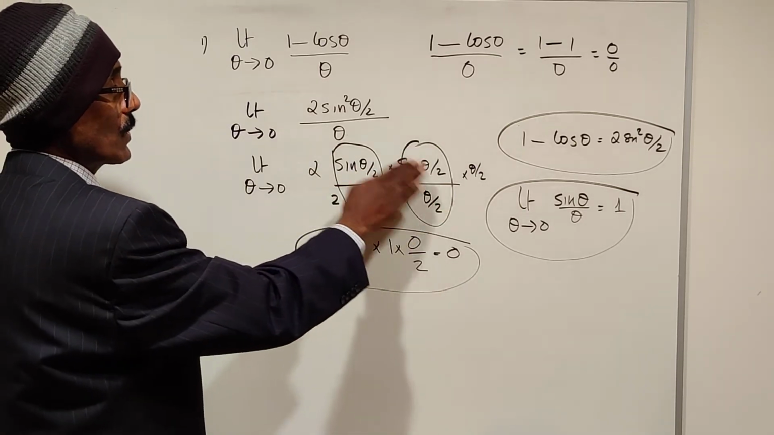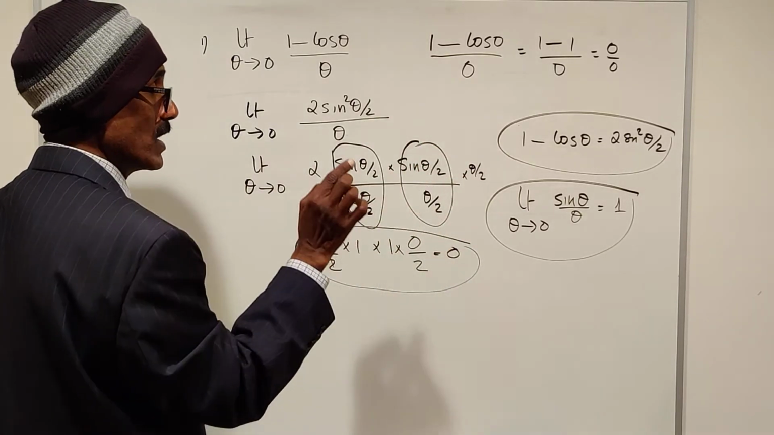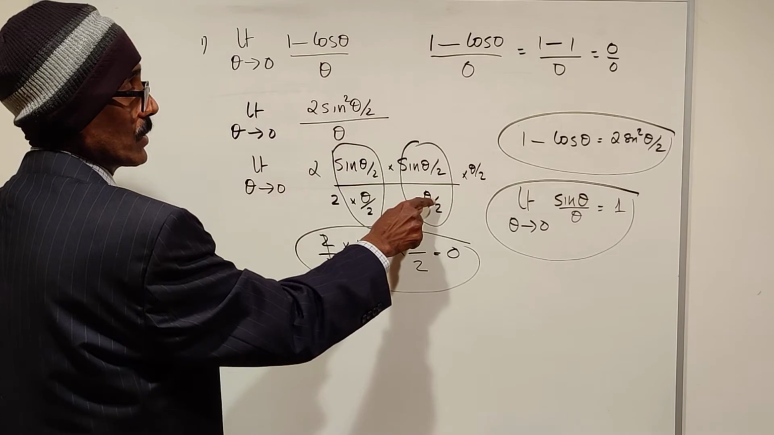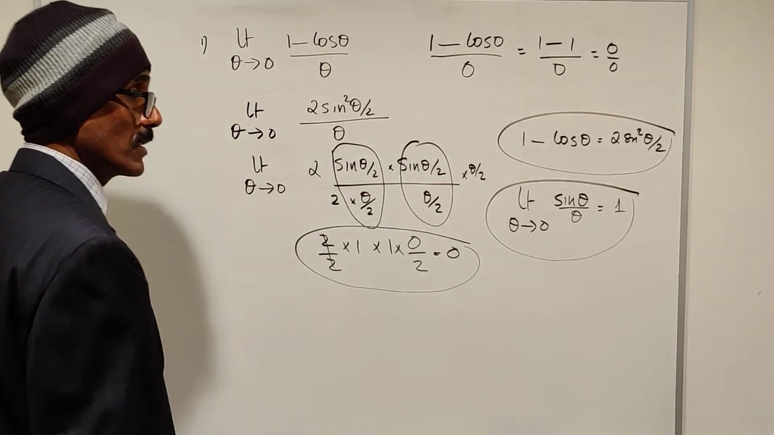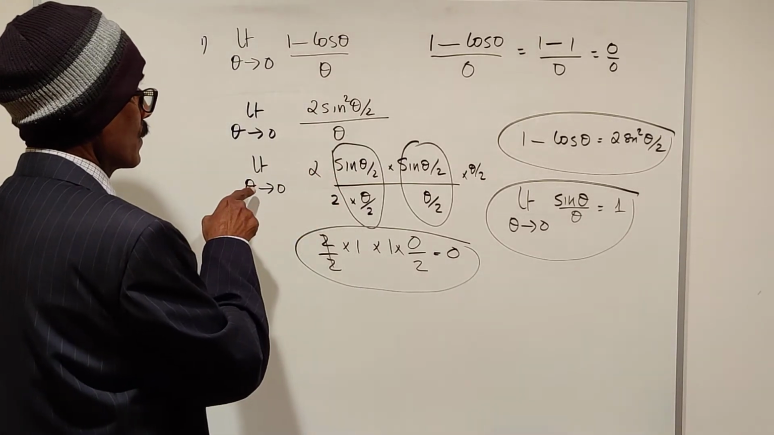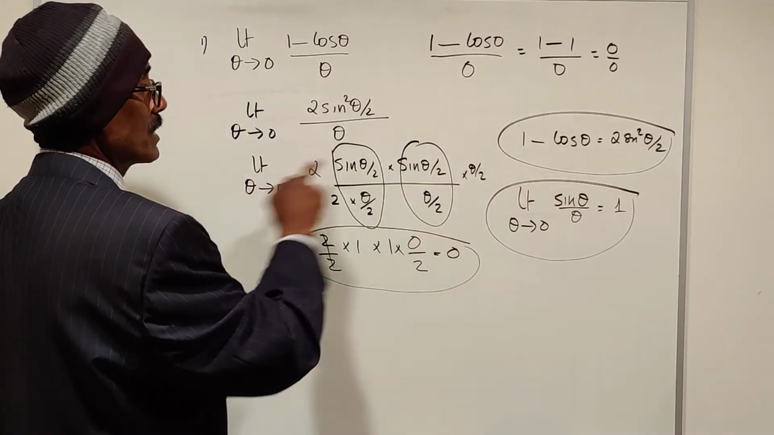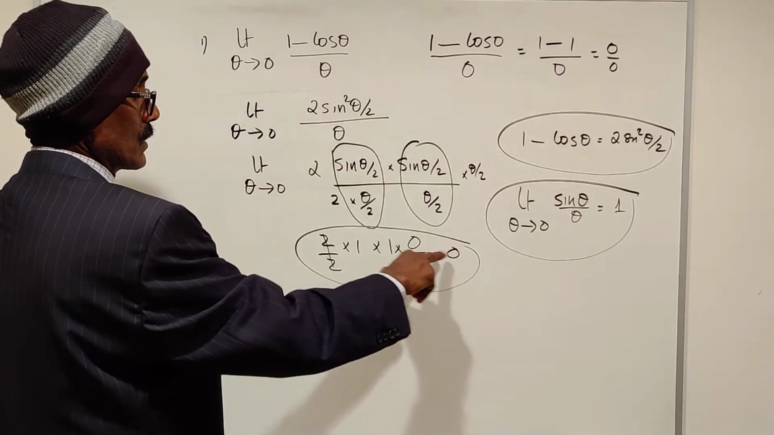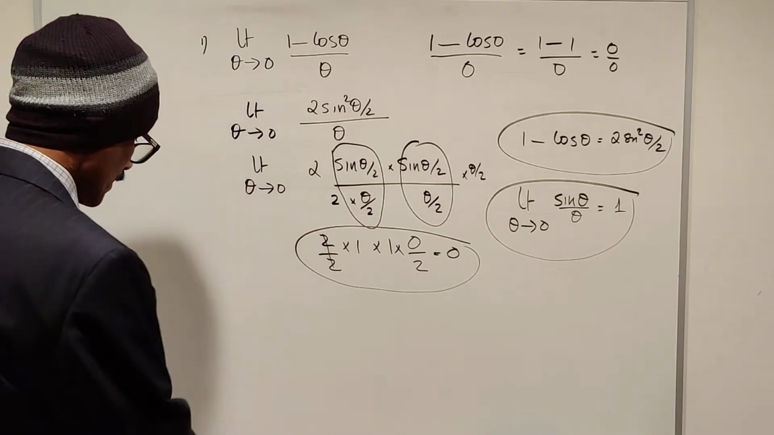Here there is no theta, just sine theta by 2. There is no theta by 2, so we need to divide theta by 2. The value will again change, so you need to multiply with theta by 2. When you apply the formula and substitute the value theta equals 0, the answer is 0. So that is the first question.